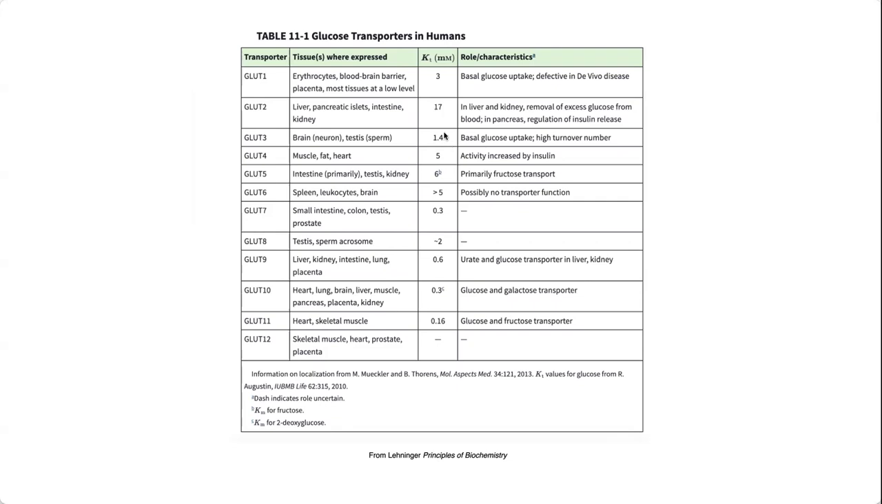So in our blood, normally it's about 5 millimolar glucose. And so the KT is well below that. And so it's always going to be working at its maximal velocity.